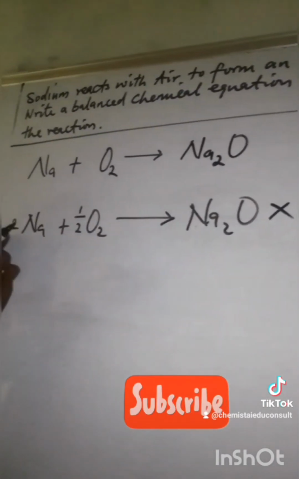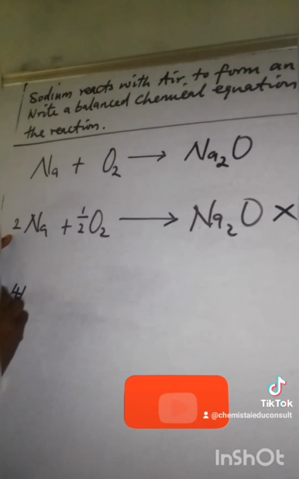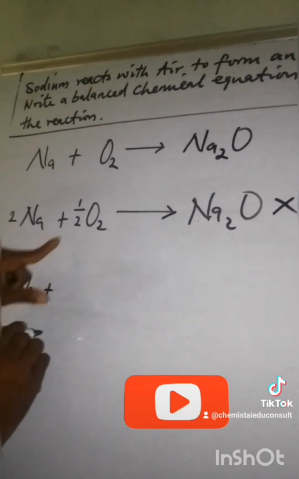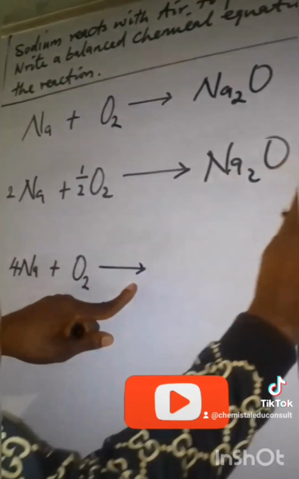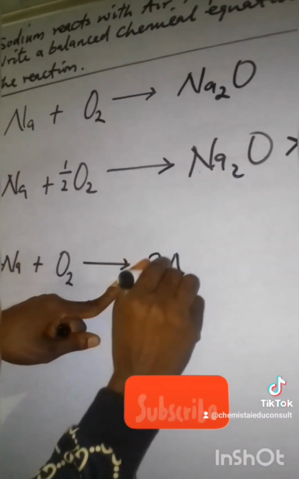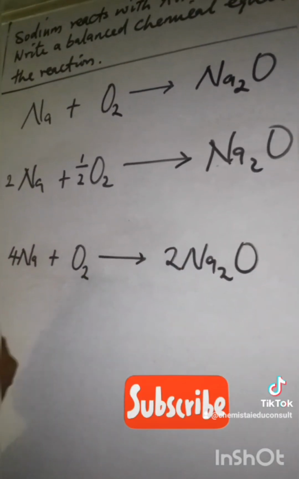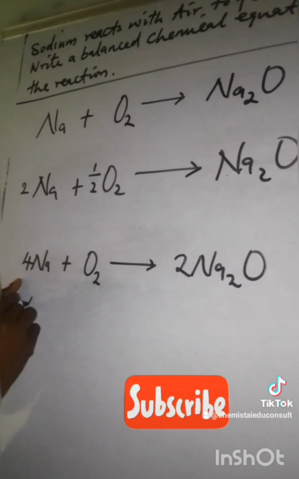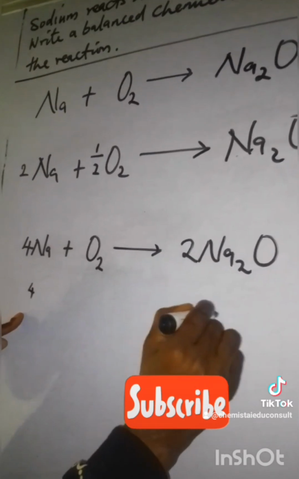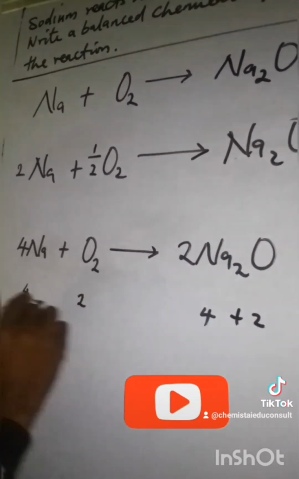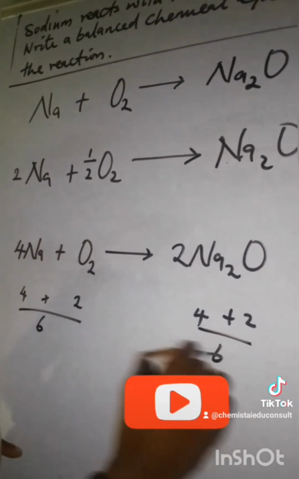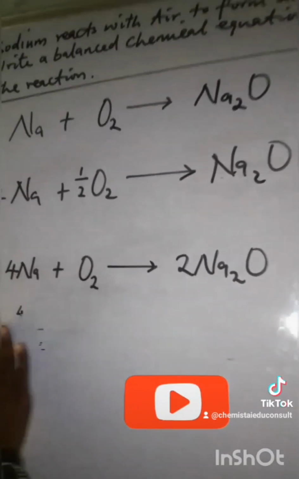So 2 is going to multiply 2 here, and we have 4. 4 sodium atoms plus 2 times half will give you 1 oxygen atom, to afford 2 times 1, 2 sodium oxide. And if you check again, sodium is 4 here, and here for sodium is 2 times 2, 4. Oxygen is 2 here, and you check 2 times 1, 2. The total number 6 and 6. The equation is balanced.